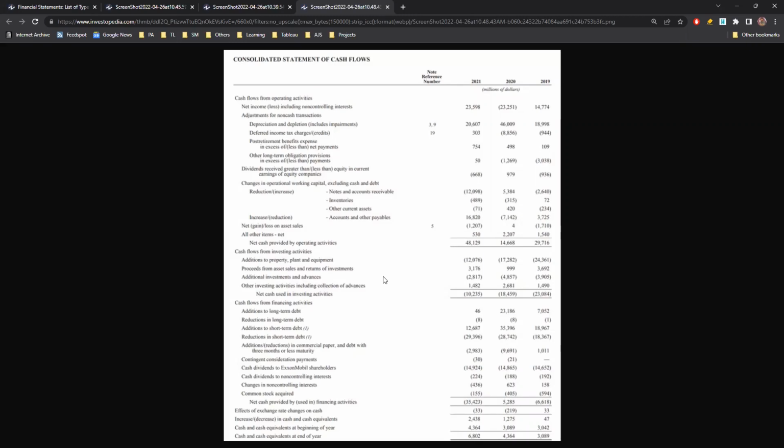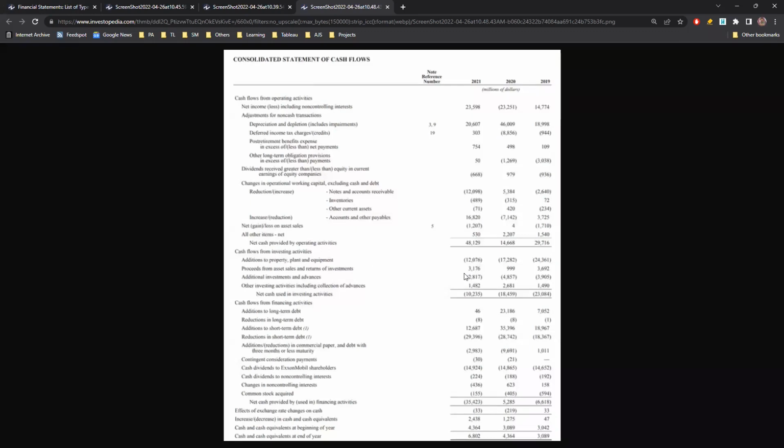In that cash flow statement, you see the first line under cash flows from investment activities is additions to property, plant and equipment. That line should be negative. If that number is positive, that means they are selling the plant, property and equipment. That's the red sign.